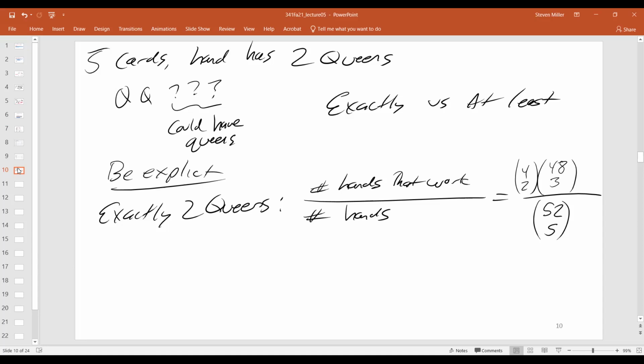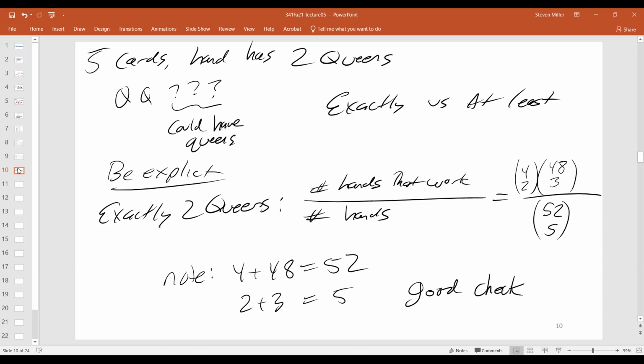3. And then note, 4 plus 48 equals 52. 2 plus 3 equals 5. This is a good check. Okay. So any questions on how we would calculate exactly 2 queens?